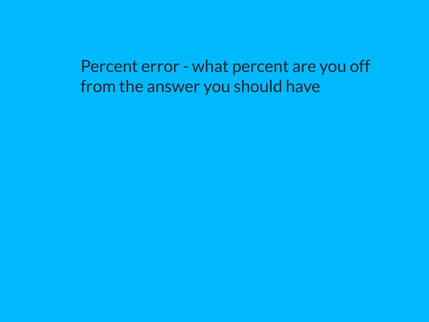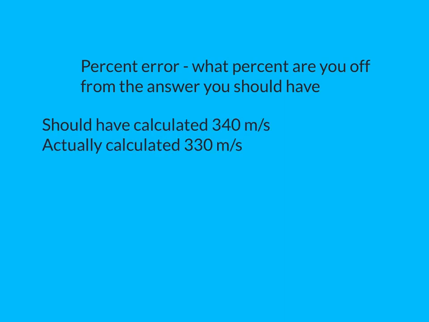So I'm trying to figure out what percent off am I. So let's say I'm going to give you nice easy numbers. Let's say I'm doing an experiment. I should have calculated my answer, my final result, as being 340 meters per second. But after doing the experiment and calculating all my results, I ended up with 330 meters per second. So I'm off, right? I have error. My error, just the actual error, is the difference between those numbers. So how far off am I? I'm 10 meters per second off.